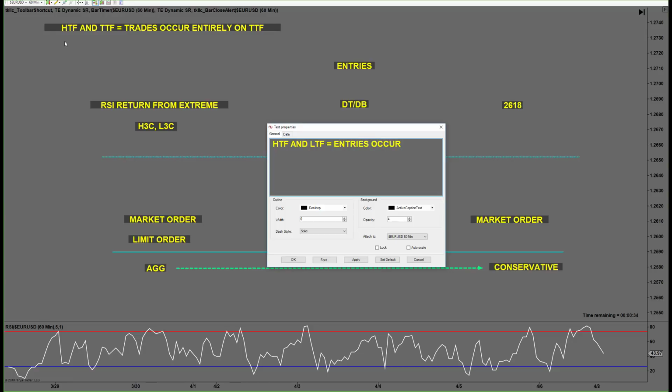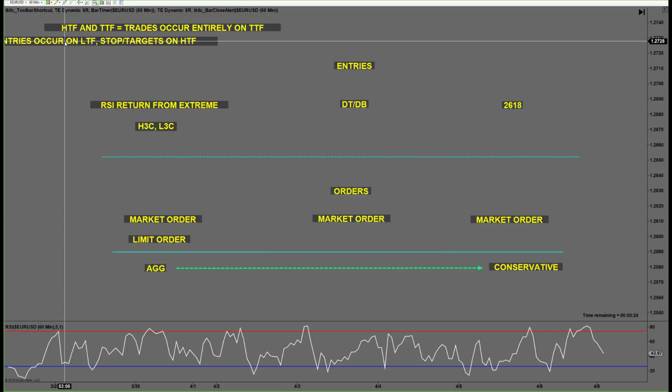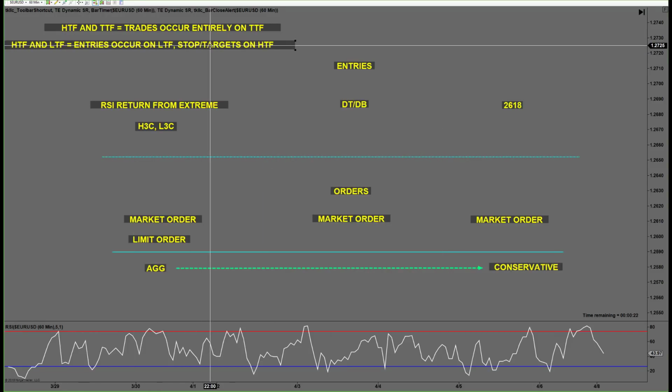Entries occur on the LTF, and stops and targets are on the HTF, or are based off of it, right? That's what I'm saying. They're based off of your opinions about that higher time frame.